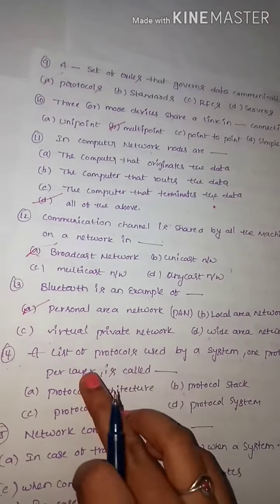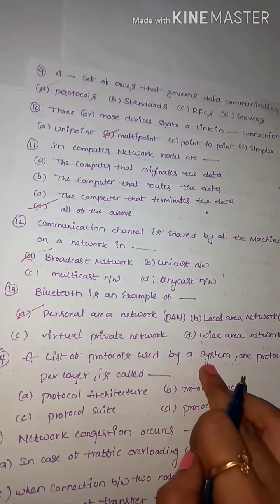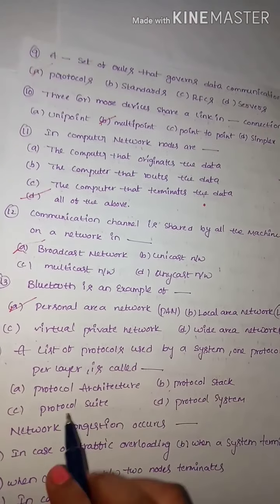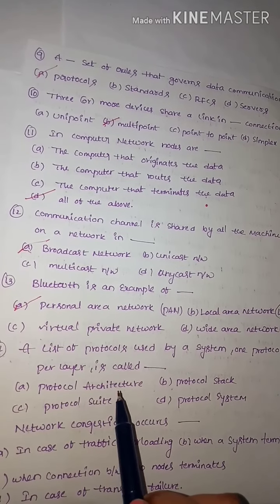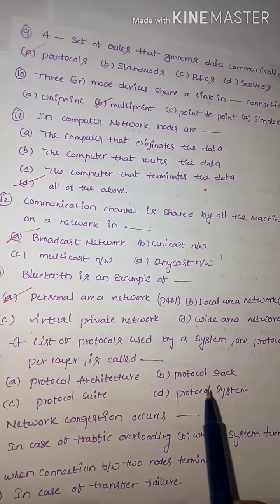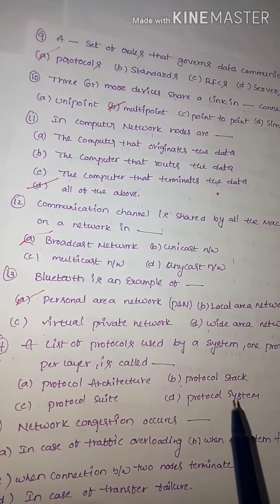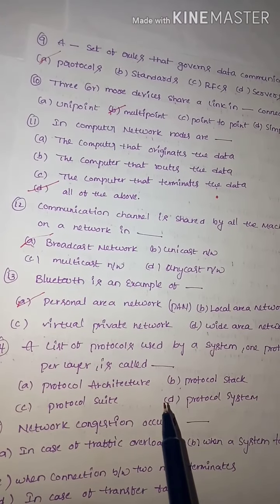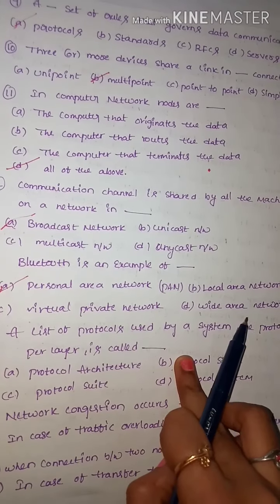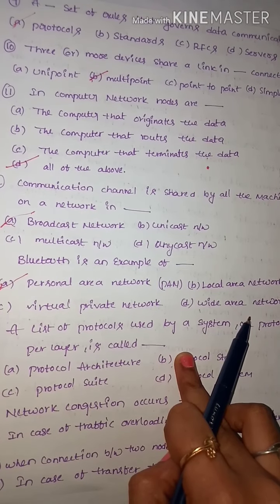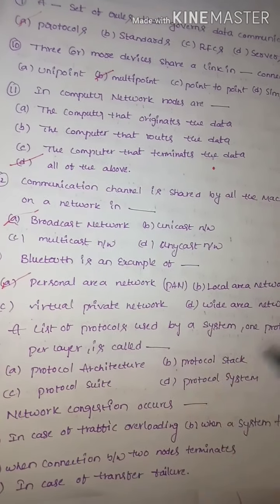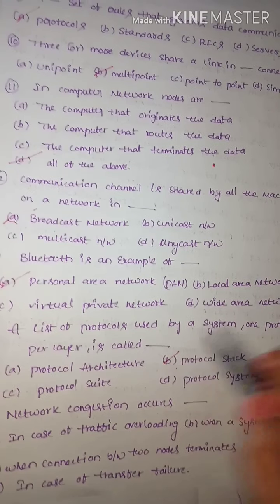Next one, a list of protocols used by a system, one protocol per layer, is called a dash. Option A, protocol architecture. Option B, protocol stack. Option C, protocol suite. Option D, protocol system. A protocol stack refers to a group of protocols running concurrently that are employed for the implementation of the networking protocol suite. So the protocol stack is the correct answer.